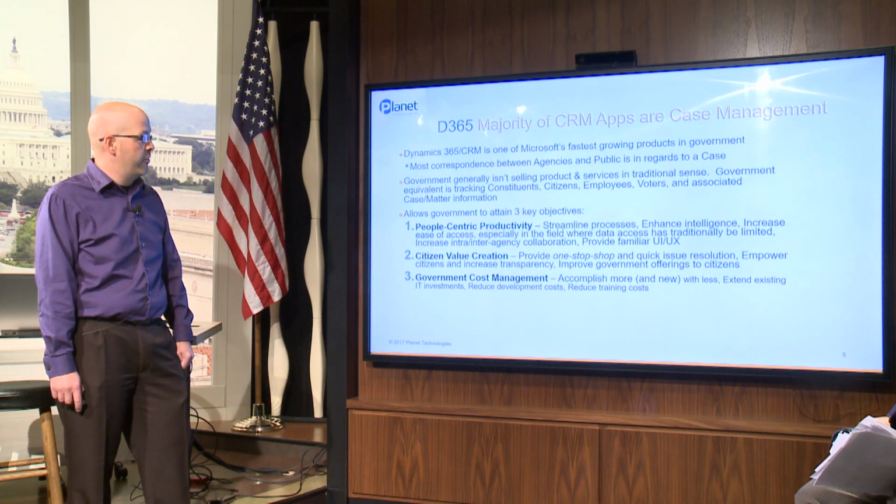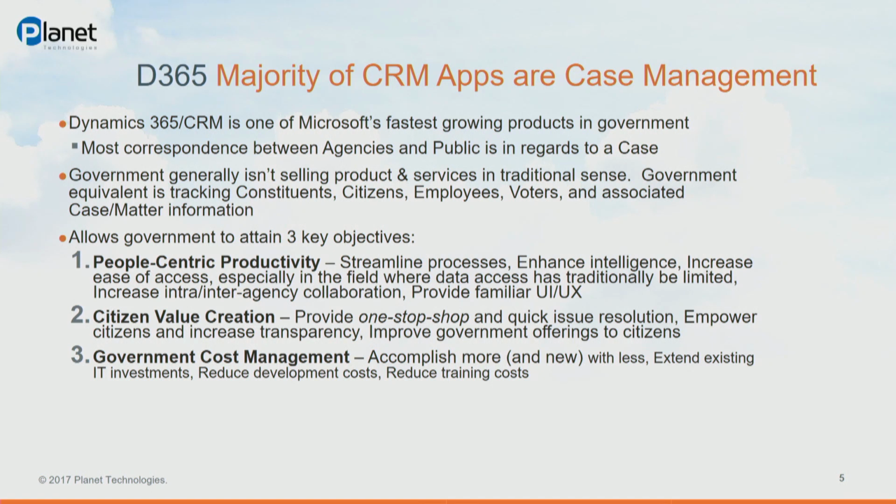People-centric productivity, so this is streamlining the process and providing enhanced intelligence and ease of access for users, especially in the field where data access has traditionally not been available. This also to increase collaboration between agencies and provide a familiar user interface and user experience. The second one is citizen value creation. This provides one-stop shop for users to be able to get quick resolution to the issues that they're reporting. This also empowers the citizens for increased transparency and improve the government offerings to the citizens.